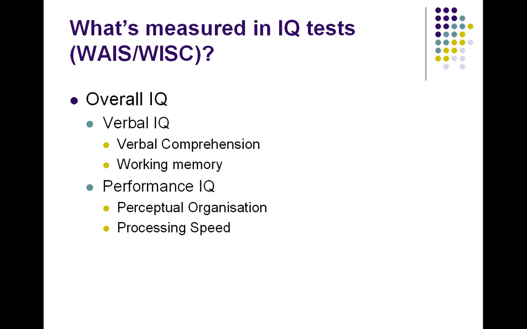So what's measured in IQ tests? Well, overall IQ is a score that is collated from different scores on all of the 14 to 16 subtests. There are two sub-areas within overall IQ, and that's verbal IQ and performance IQ. And even within those, you can have other groupings. For example, in verbal IQ, you have verbal comprehension and working memory. In performance IQ, you have perceptual organization and processing speed. So there does seem to be some sub-areas.